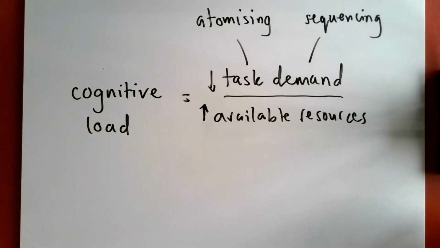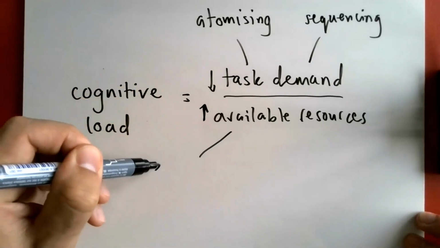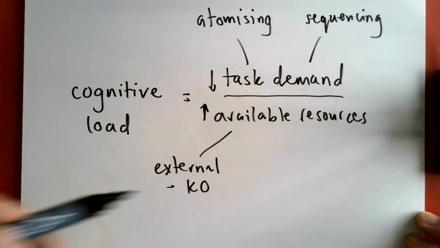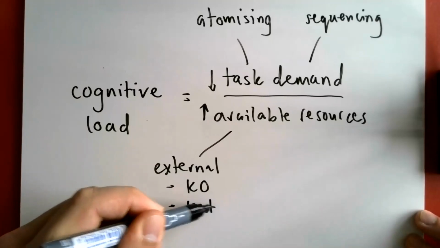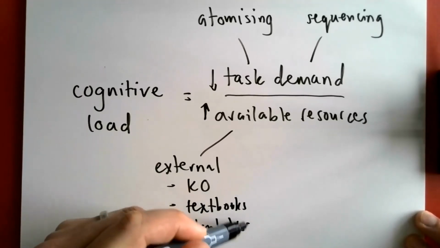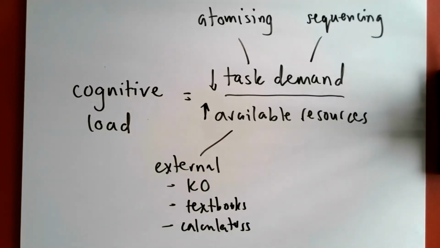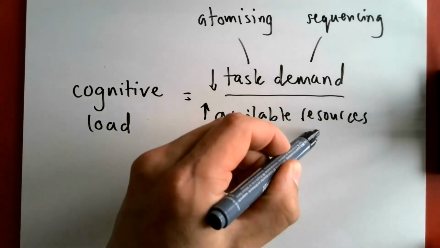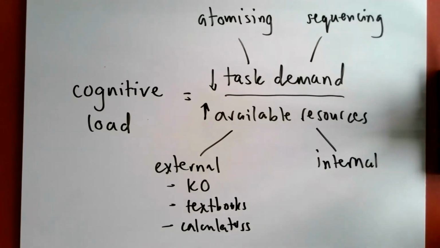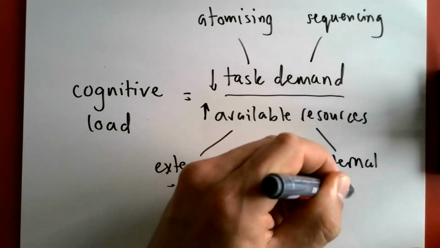So I'm now going to talk a little bit about what I'm going to do to help increase the available resources. Now, Rife talks about two types of resources. He talks about external resources. So they're things like knowledge organizers or textbooks, for instance, or even things like calculators. But all of those things are temporary. Once you take them away, the students can't use them, and that's going to affect their cognitive load because it's going to reduce the number of available resources. So what I'm interested in are the internal resources that Rife talks about. And those really all come down to prior knowledge.